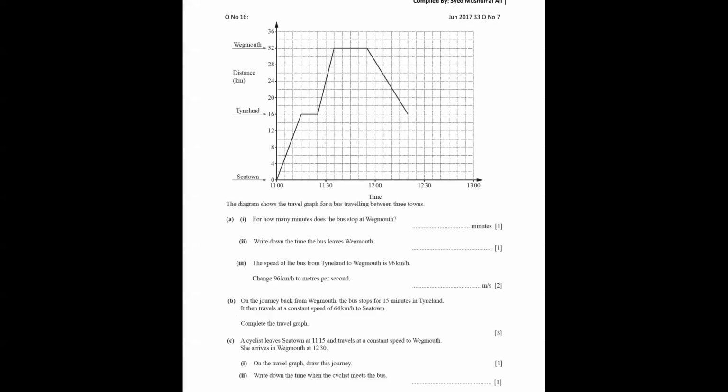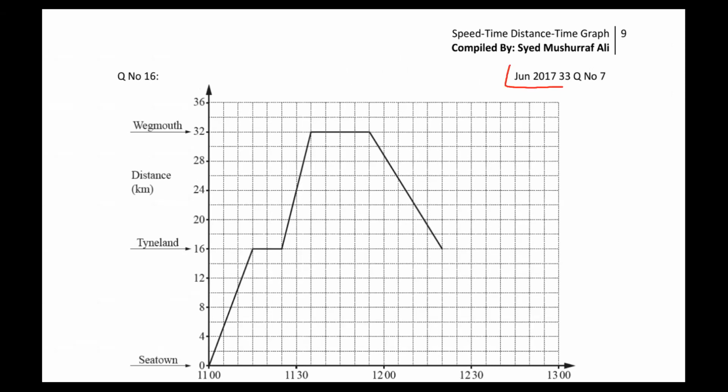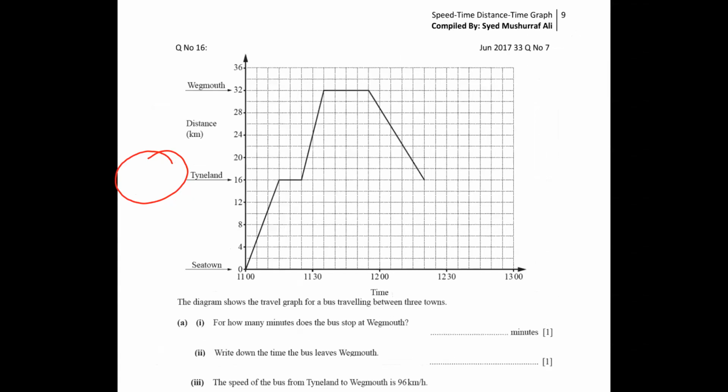Bismillah ar-Rahman ar-Rahim. This is a question. We have a question, June 17, variant 33, question number 7. There's a distance-time graph. You can see that distance-time graph. And let's start.